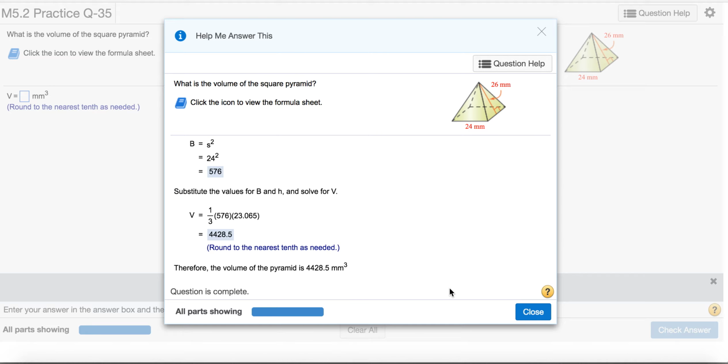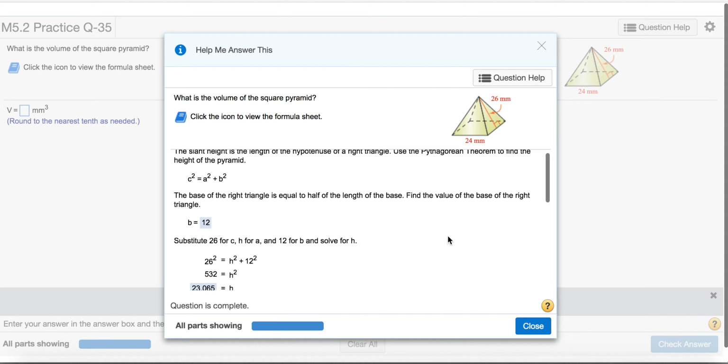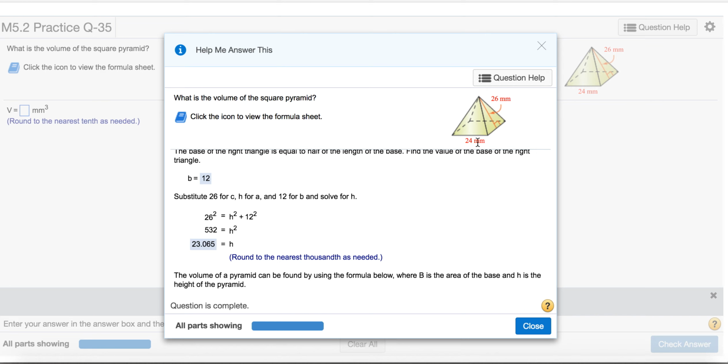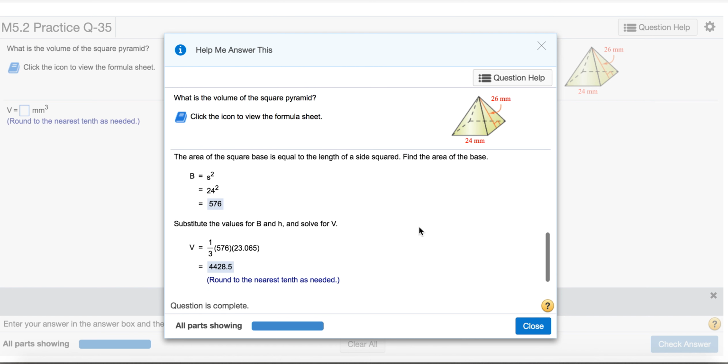Multi-step problem, lots of things to do. Really using your question help to help guide you through the work. These are the numbers they give you, and it's really just plugging in numbers and using your calculator.